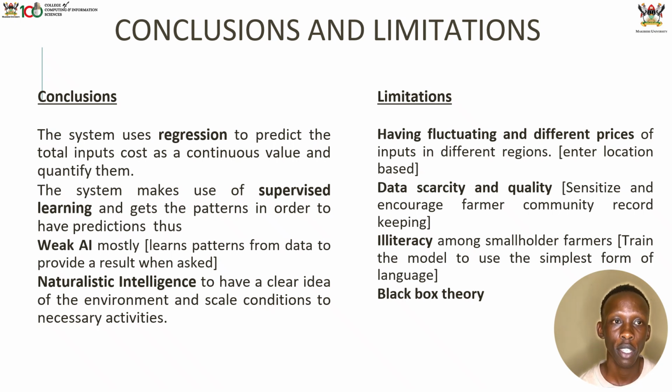The intelligence our system is using is naturalistic intelligence. We're talking about understanding the environment. This is agriculture, so it has to know how the flow of nature works, so it can give you the best predictions.